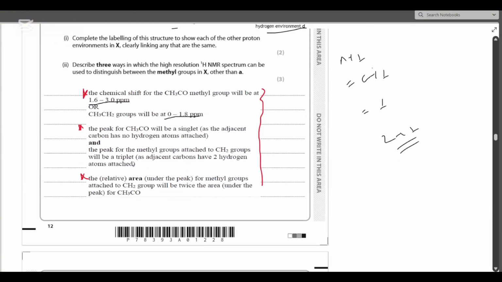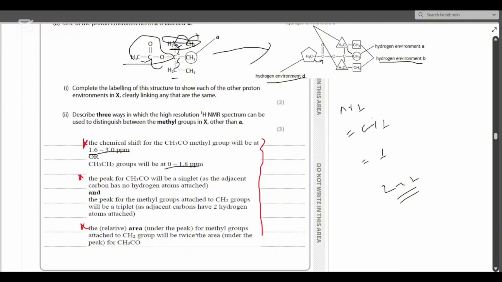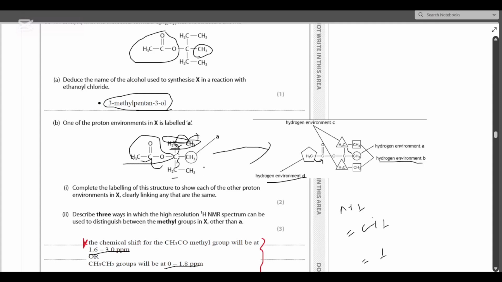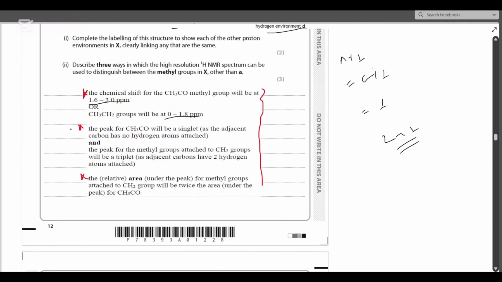The next one we can also identify by using the relative area under the peak for methyl groups attached to the CH2 group. The relative peak area for the methyl groups attached to the CH2 group is going to be twice the area under the peak for CH3CO, because we can see very clearly that there are 6 protons in total, but here there are only 3 protons. So obviously the proton ratio is going to be double that of the ones present in the CH3CO group. So these are 3 ways we can distinguish between methyl groups in X other than A.